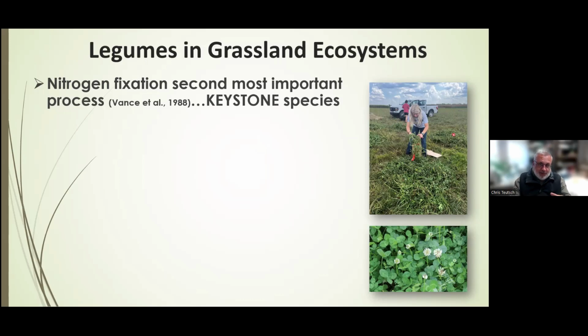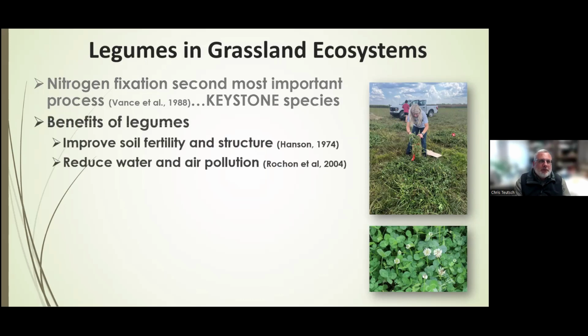They're that important species in grassland ecosystems because they're able to capture nitrogen from the air and bring it into that grazing system, where it can be cycled within that grazing system and eventually shared with the grass plant through deposition of dung and urine, and some direct release of nitrogen into the soil from the legume plant. So there's a lot of benefits of legumes.